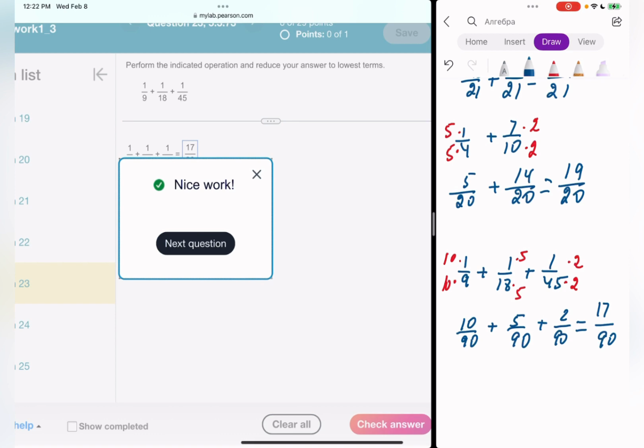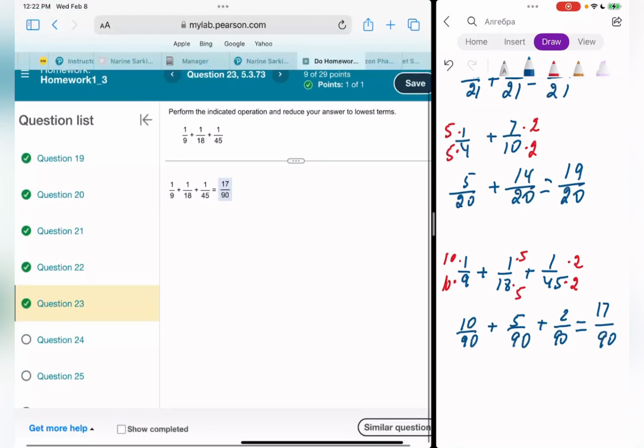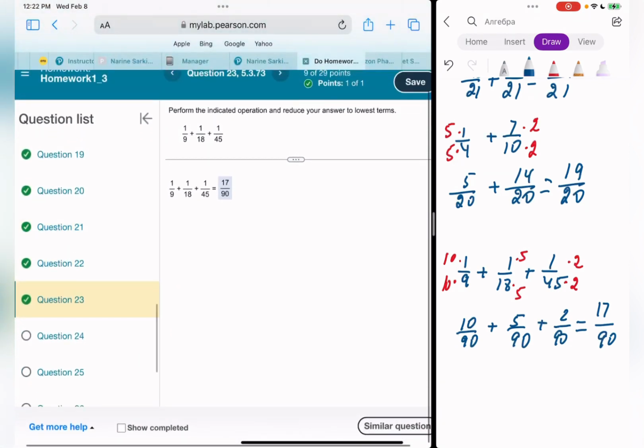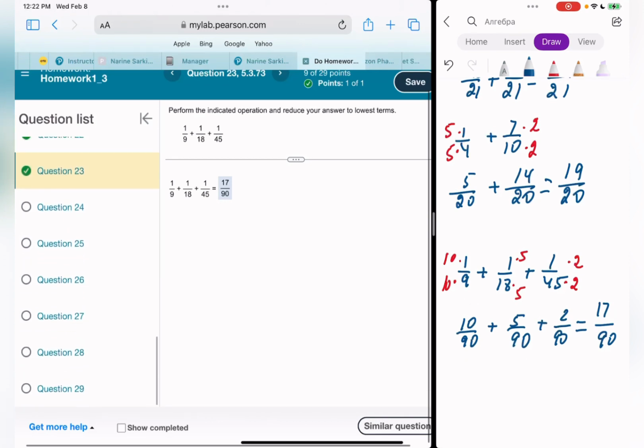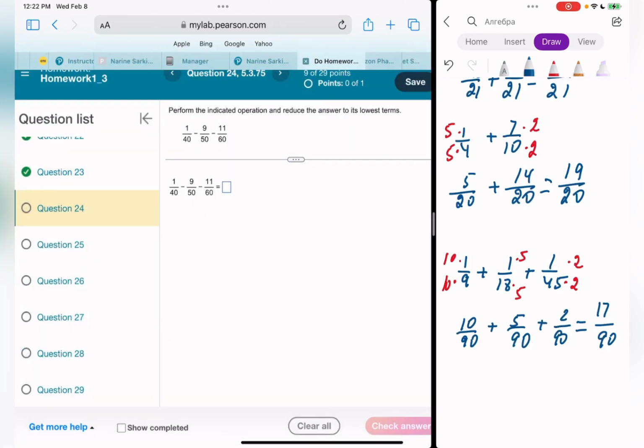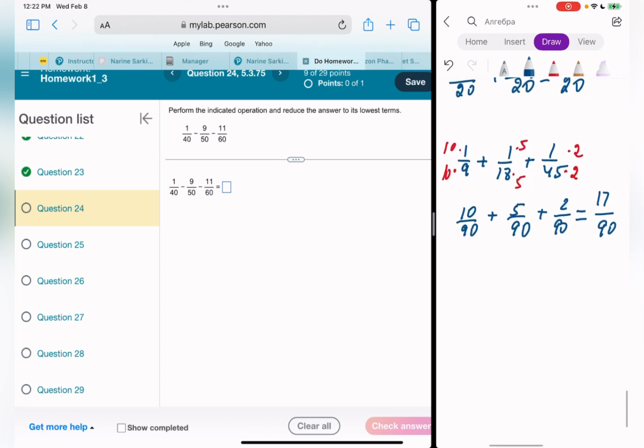Very good. Number 3, how many we have? Number 9. Question number 4. Now we are doing subtraction. Let's see.